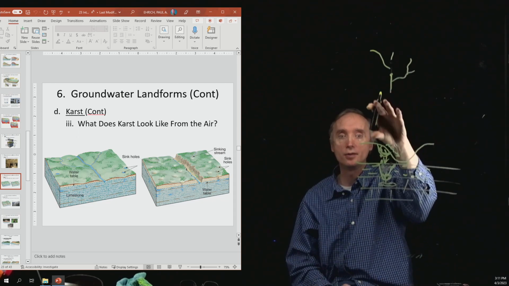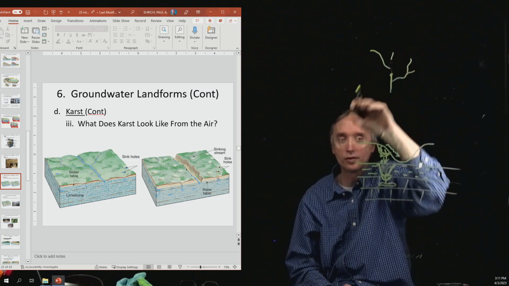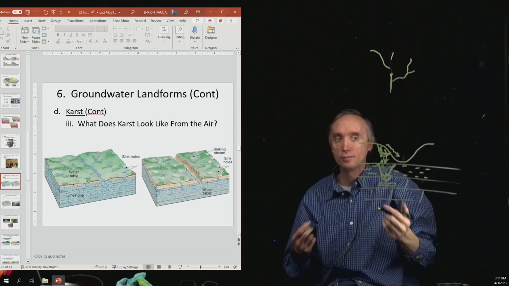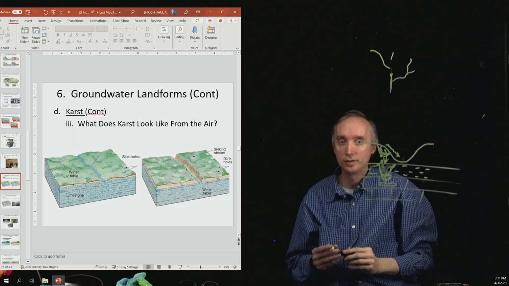So what you're going to end up with is a disruption in the river system from the air, where some parts of the river are disappearing and then other parts where the river is appearing.